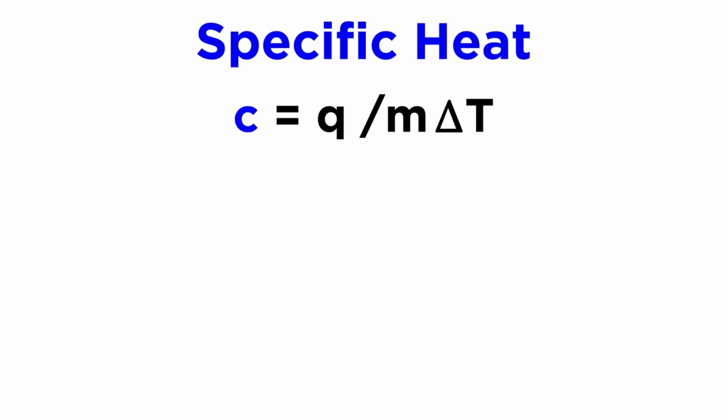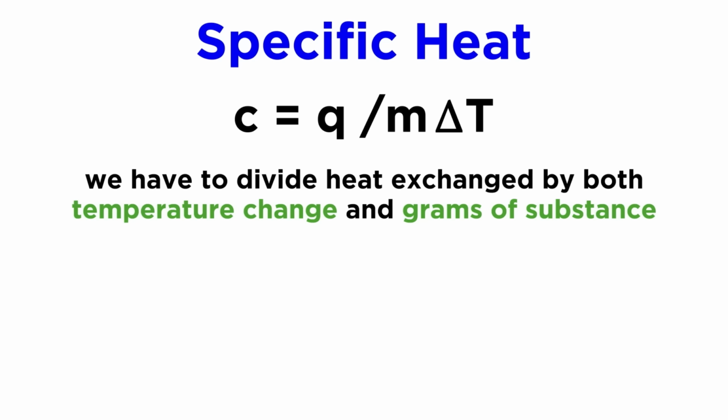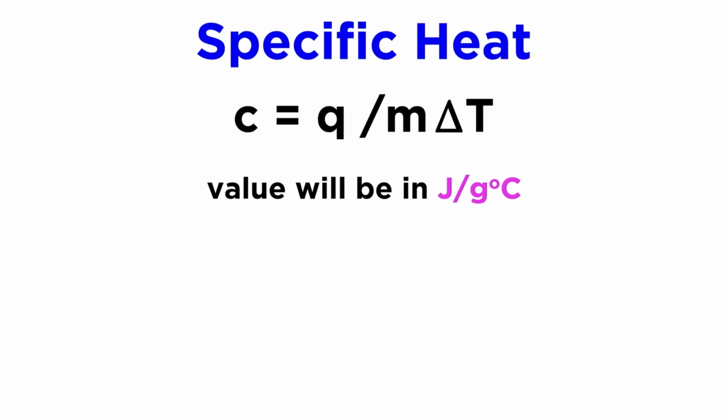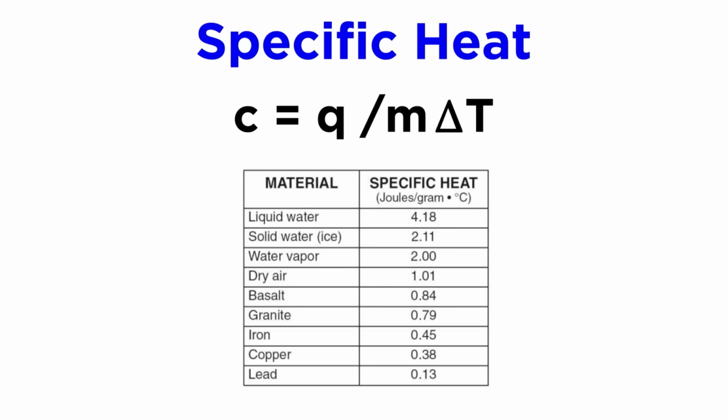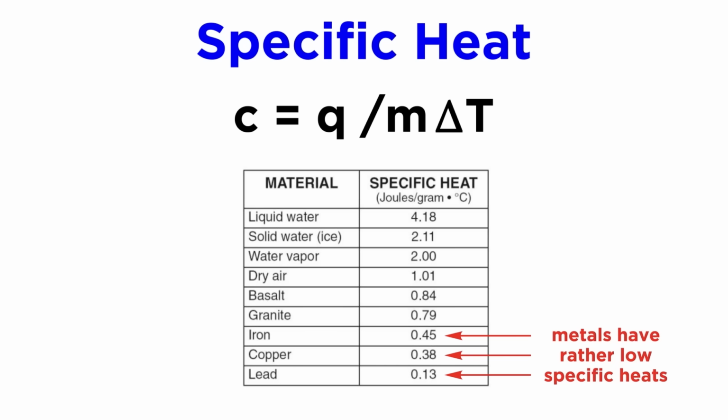The specific heat of an object can be calculated similarly to heat capacity, but this time with an additional term for mass. We will need to divide the heat exchanged not just by the temperature change, but also by the number of grams of the substance present to get a value that represents joules per gram degree Celsius. Here are the specific heats of various substances. Notice that liquid water has a very high specific heat. Most metals, on the other hand, have rather low specific heats, along with a few gases.